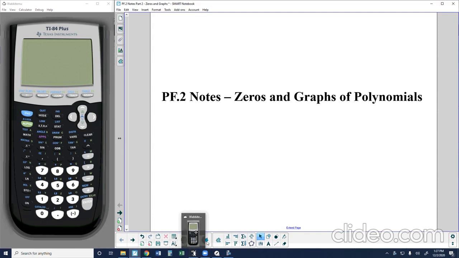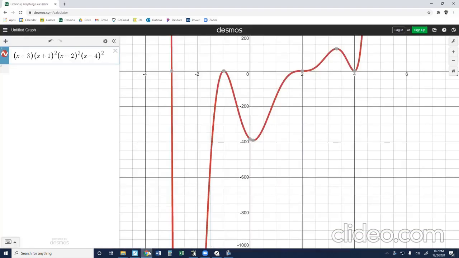Up to this point, we've really been focused on how we can factor and find zeros of polynomials. Now we are actually going to get a little bit further and focus on the graphs of these polynomials. One of the things that we talked about was behavior of graphs, but another thing that we talk about is multiplicity of zeros. In order to talk about multiplicity of zeros, I'm going to take a look at a graph of a polynomial here.